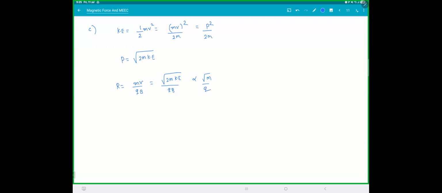Are you getting the proportionality? So you need to create kinetic energy in that term. So replace momentum with root 2m kinetic energy. So radius of proton by radius of alpha will be root 1 by 1 for the proton, and this is root 4 by 2. 1:1. Got that, everyone? That's how you do for the kinetic energy.